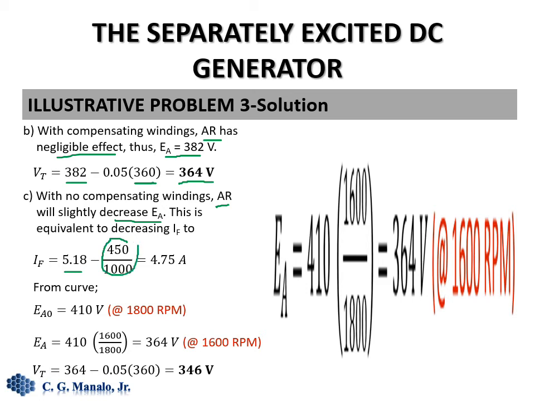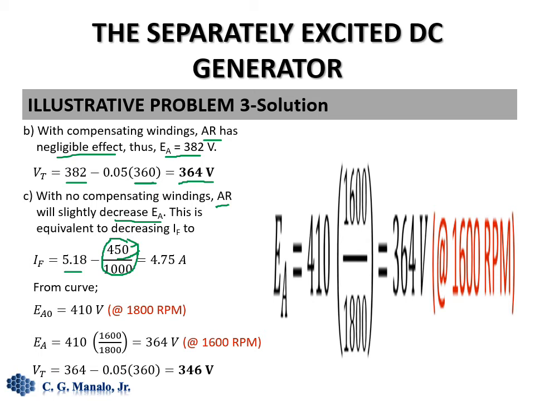So this one is 450. There is the armature reaction. This figure here is given. I think this is 450 ampere turns. So that is the armature reaction for 360 amperes of load. Take note that this armature reaction becomes larger as the load current becomes higher. So for 360, it is 450 ampere turns.